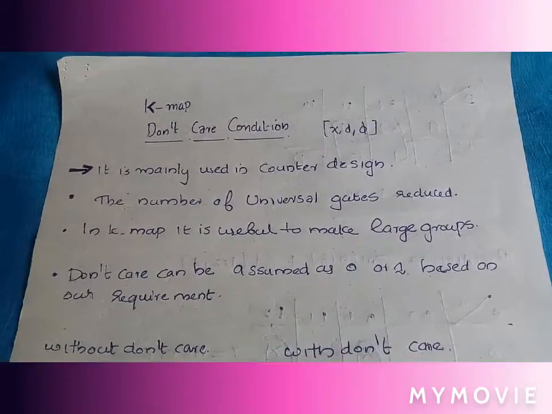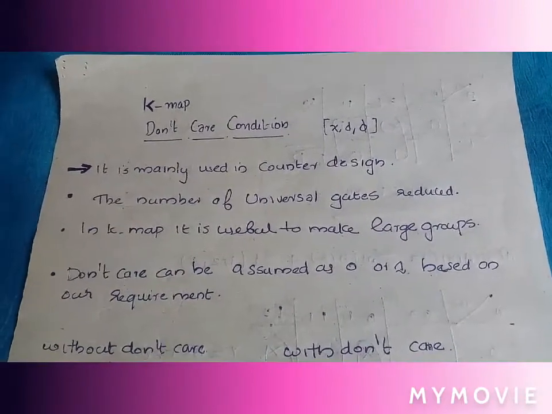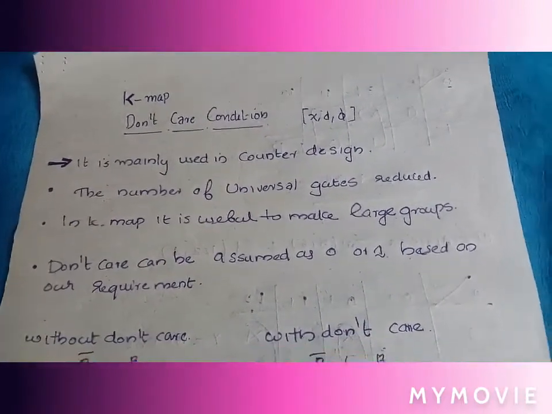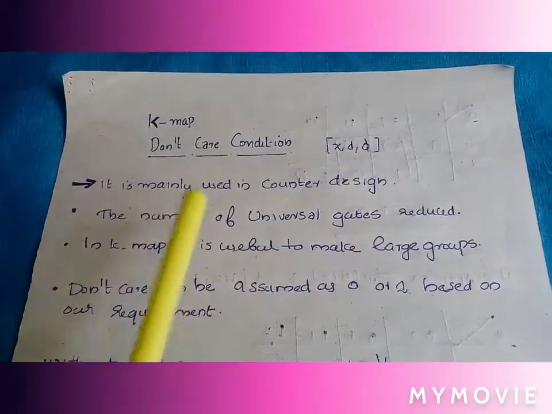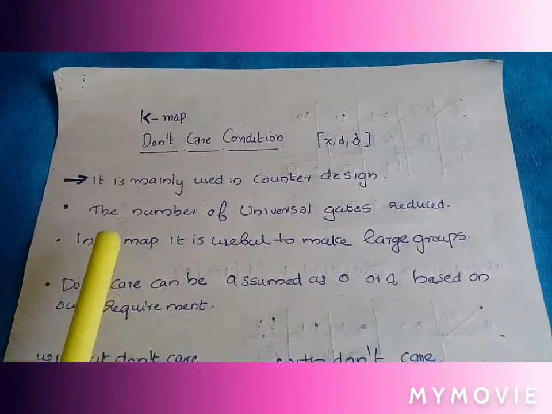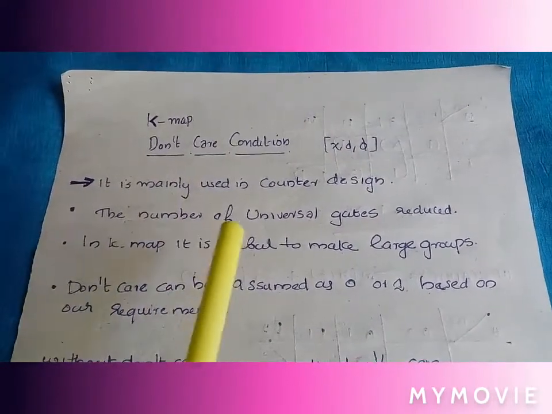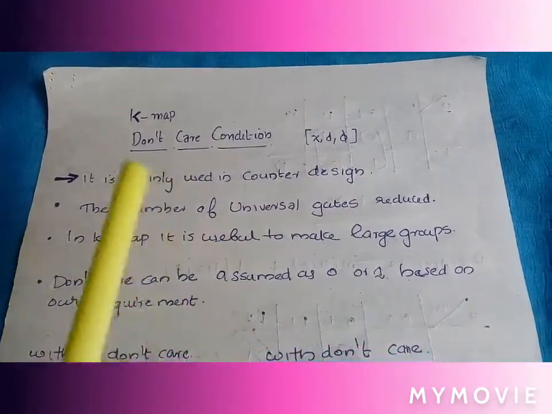Today we are going to study K-map don't care condition. Don't care condition can be represented by X or phi. It is mainly used in counter designs. The number of universal gates are reduced by using don't care condition.